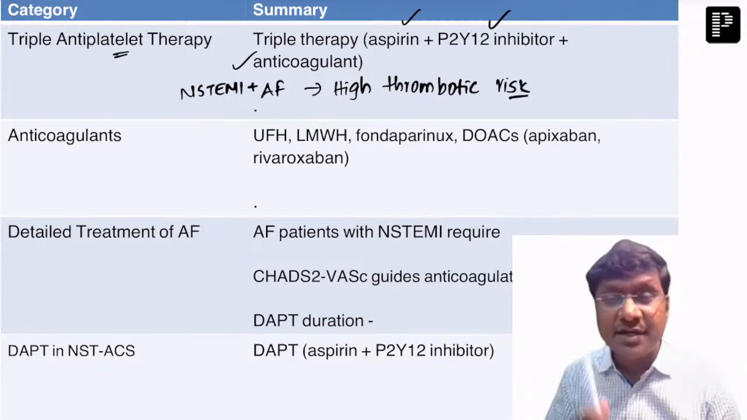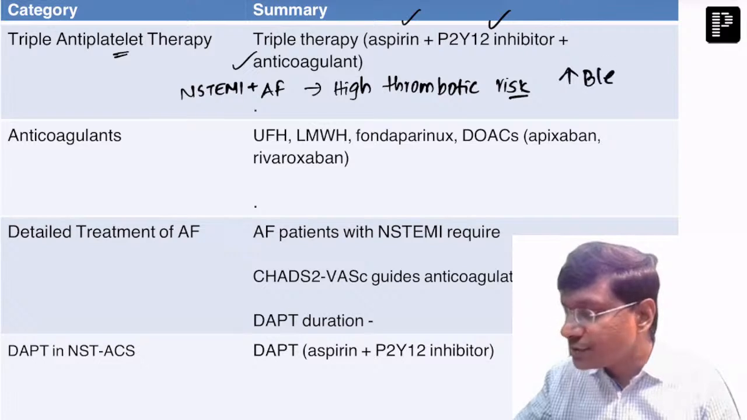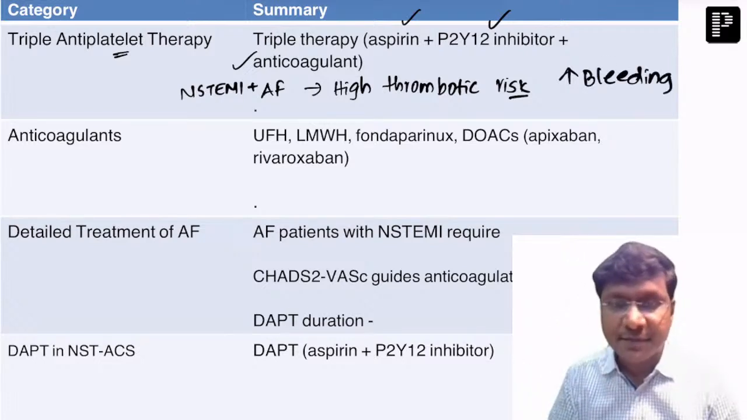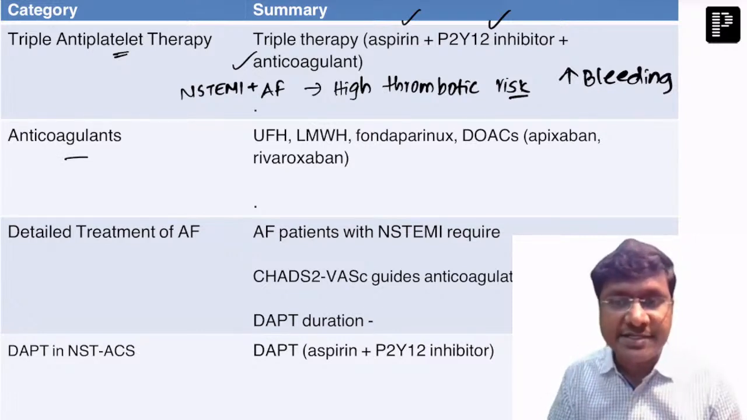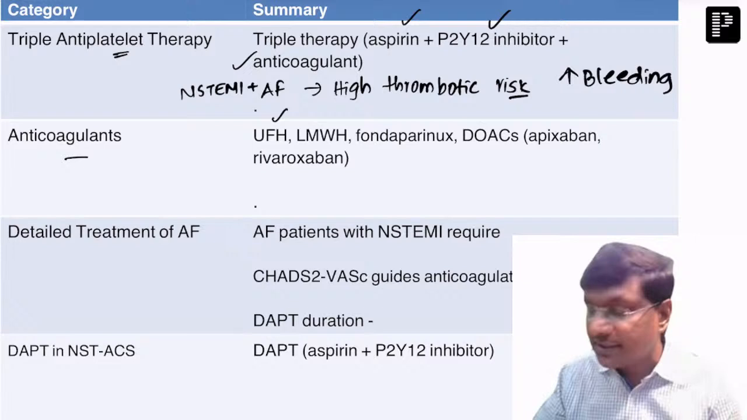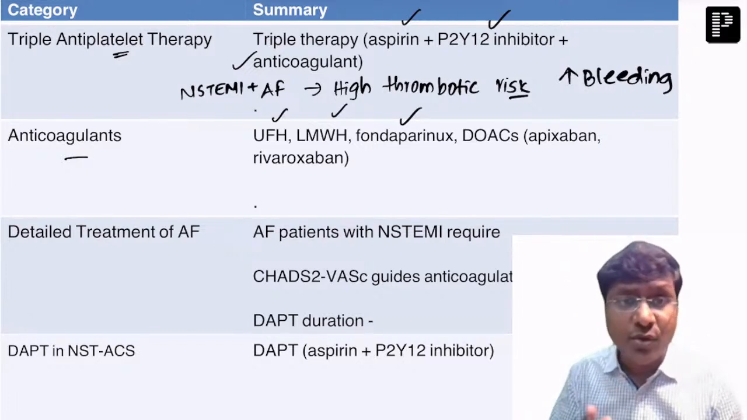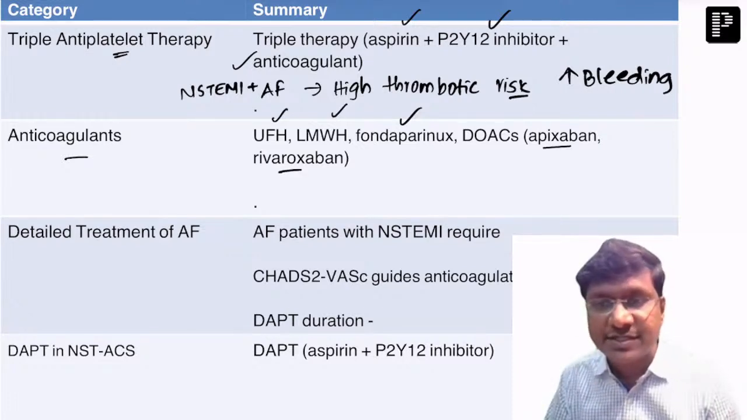But please remember, with this triple antiplatelet therapy, there is increased risk of bleeding. So this triple antiplatelet therapy, you need to give for a short period of time. Then followed by that, the anticoagulants. Now, what are the anticoagulants that we give? The anticoagulants are unfractionated heparin, low molecular weight heparin, fondaparinux, then the direct acting oral anticoagulant drugs. What are these direct acting oral anticoagulant drugs? That is apixaban as well as rivaroxaban.